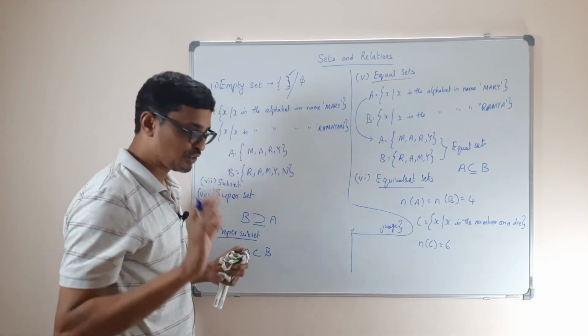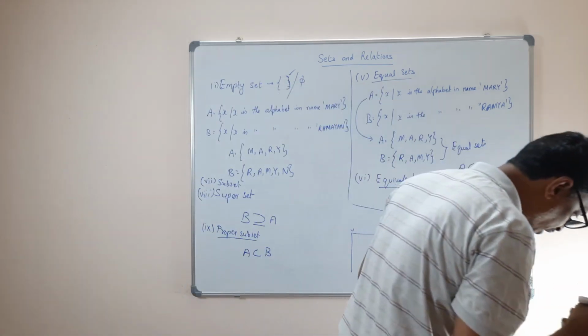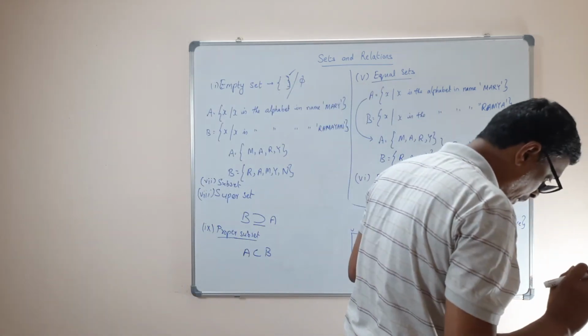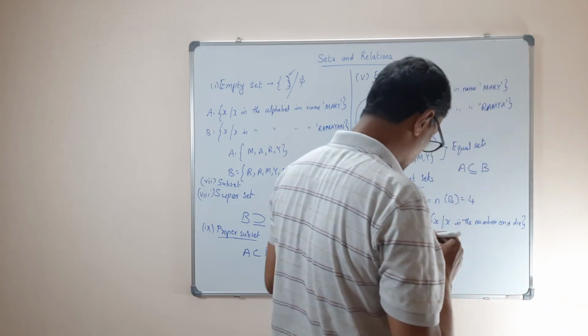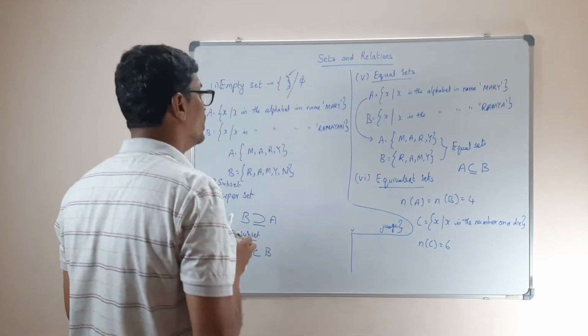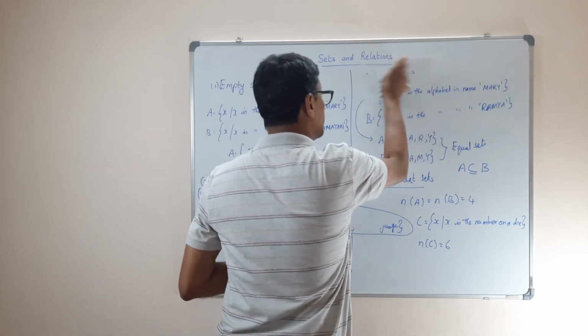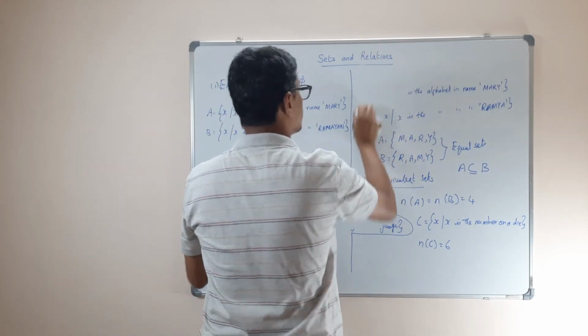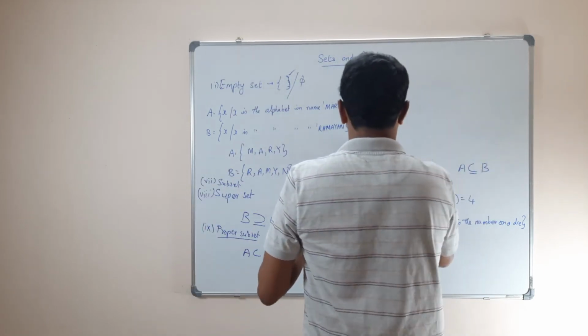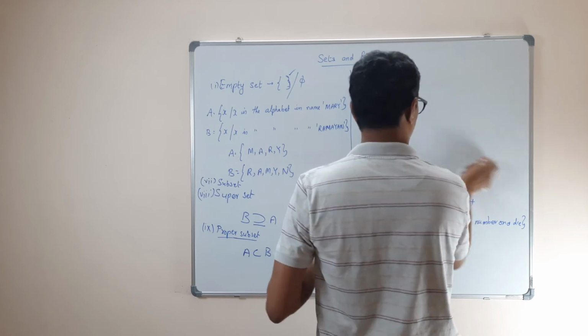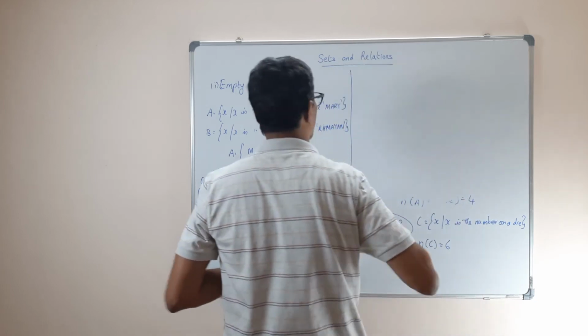You got it? So these are the proper subsets, and then you have the power set. The power set is also interesting. Let me remove this one. All this we will see when we do relations and so on. You have to know these definitions, these types of sets. The next one is the power set, and that's what we will write next.